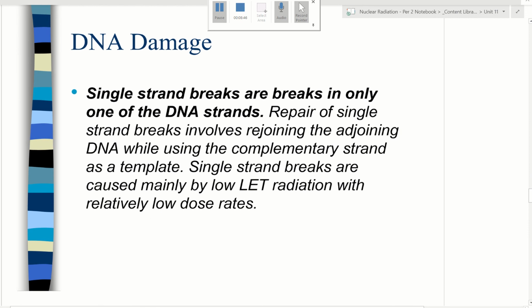Now, a single strand break or single strand breaks are breaks that only happen in one of the DNA strands. And when this happens, many times there's repair. So repair of a single strand break involves rejoining the adjoining DNA while using a complementary strand as a template. And this actually happens, but this is mainly caused by low linear energy transfer radiation at relatively low doses, and low LET is like gamma.